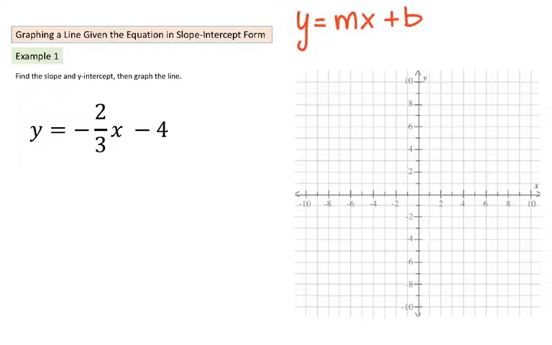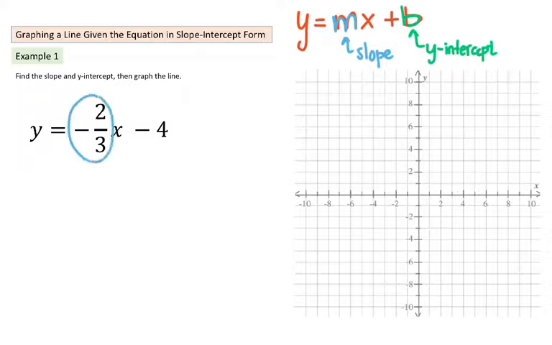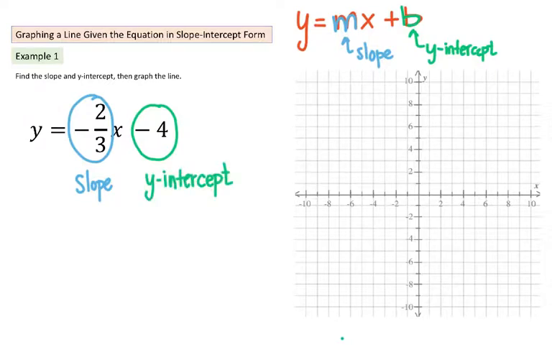We remember slope-intercept form is y equals mx plus b, where the number in front of the x is the slope, and the added or subtracted number is the y-intercept. So in this example, the number in front of x, minus 2/3, is the slope. And this term, minus 4, is the y-intercept. So to graph the line, let's start with the y-intercept. That's the easy part. We know the graph is going to cross the y-axis at -4. So we'll put a dot there.